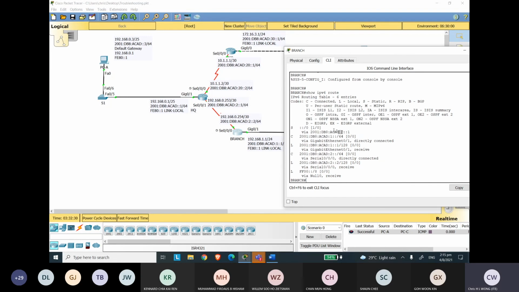Now it comes out already. Can you see? Just now don't have, right? There's a static route. Your ::/0 just shows you that this is a default route. Apparently IPv6 doesn't show you the gateway of last resort, right? But it doesn't show you that.